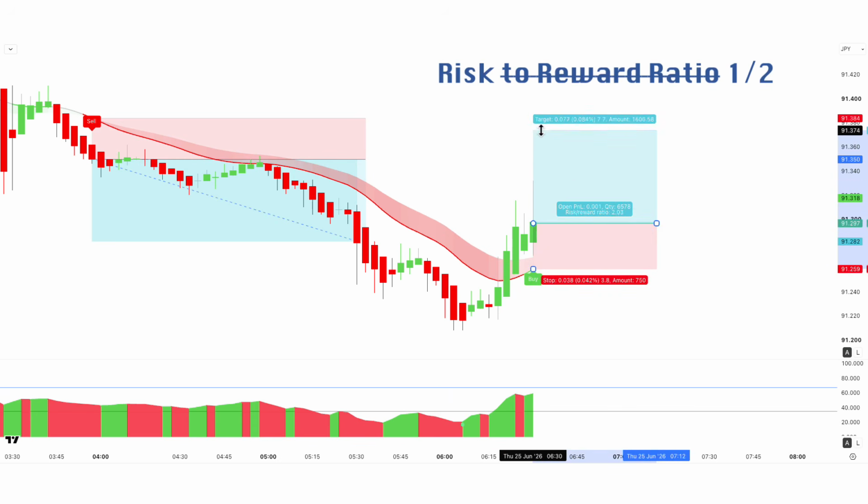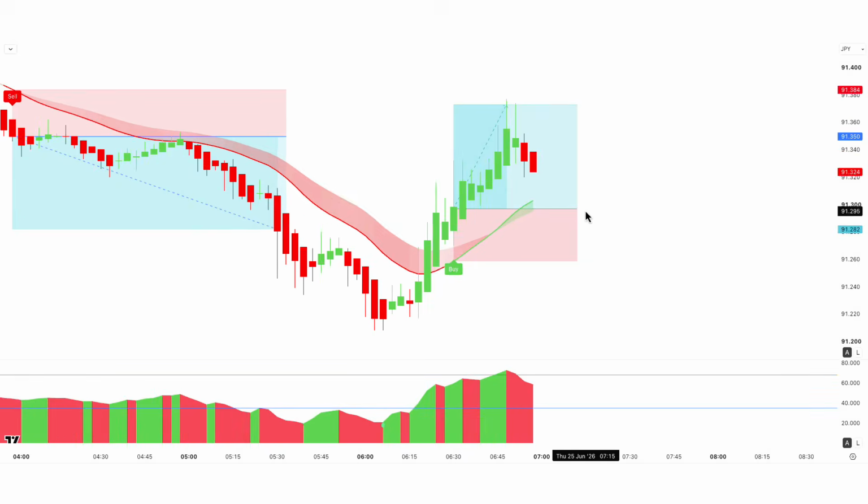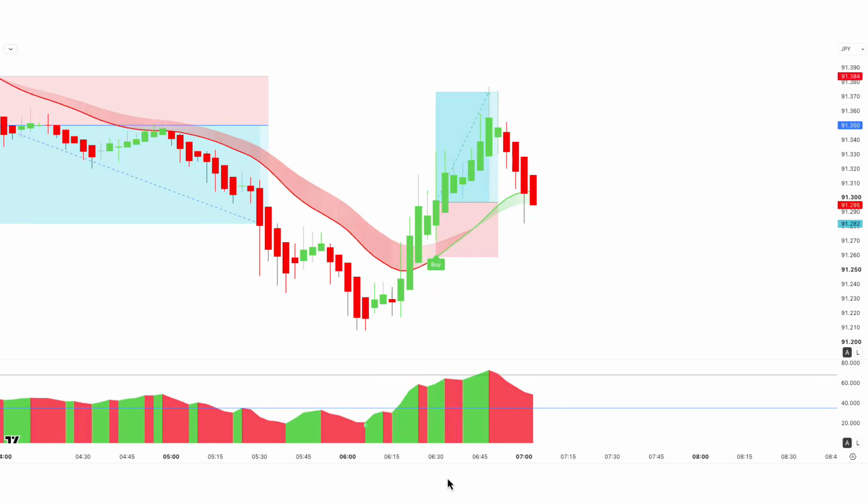And the risk to reward ratio will be 1:2. Let's see what happens to our trade. We have won the trade. Let's find the next trade.